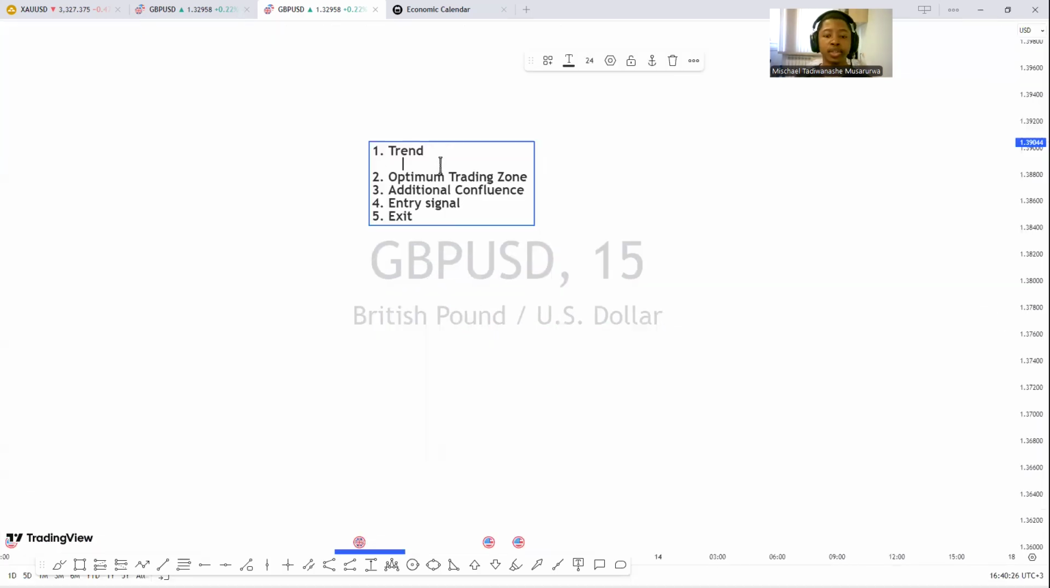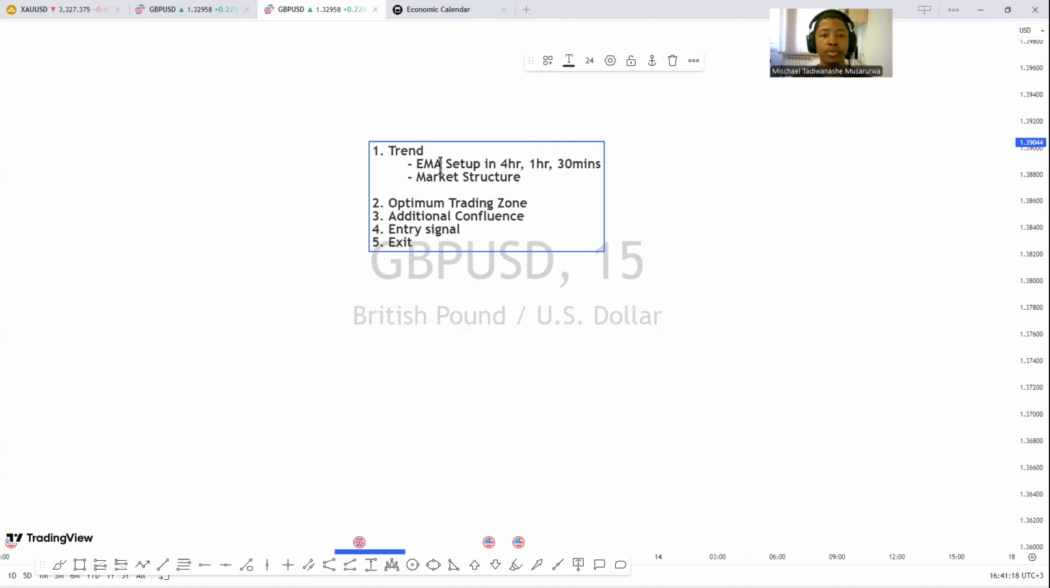On trend, what did we look at? On trend, first of all, we have the EMA setup, market structure, and we also have the trend lines. The EMA setup is the one which shows us our daily bias. On market structure, you have your optimum trading zone, or where you want to place your trade, right? And it also helps, because on this setup, you have a daily bias.